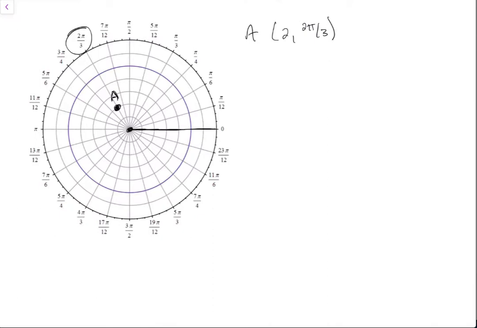Let's do one more, and then I'll let you do a couple for me. So let's say point B, we want to plot the point (5, -5π/6). Now with my gridded graph paper, the disadvantage is I don't have the negative angle measures, but that's not really that big of a deal. What I teach my classes is to count around as we move around the circle. So first of all, this is negative, so I know I'm going to be moving in a clockwise direction.